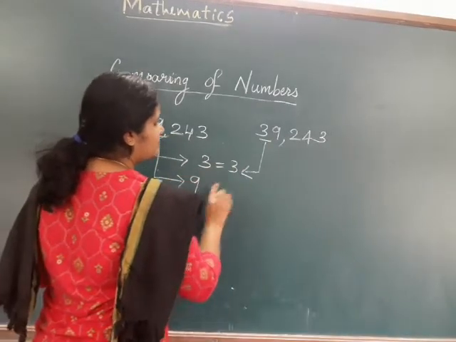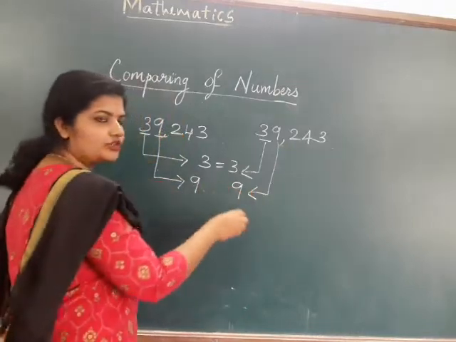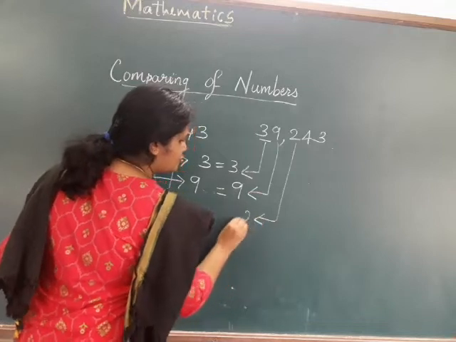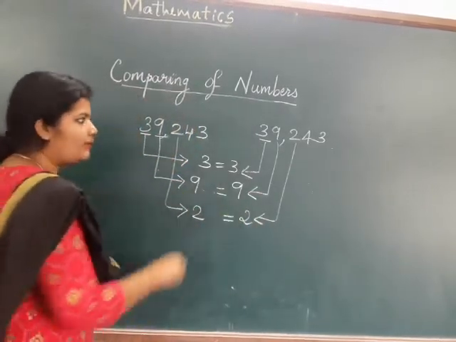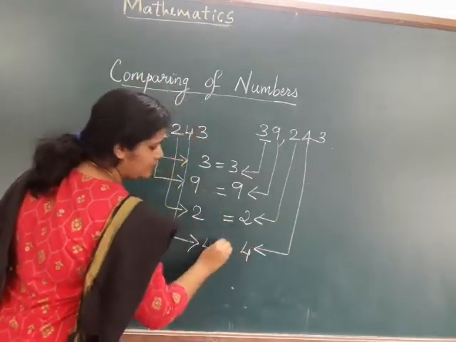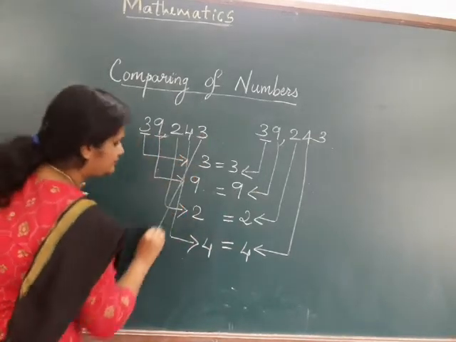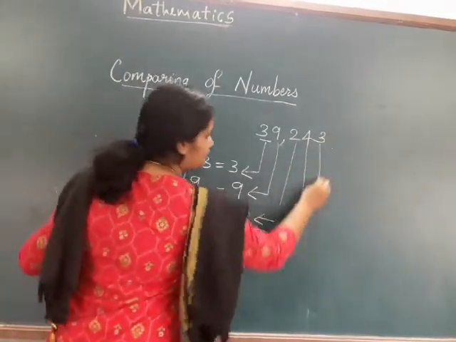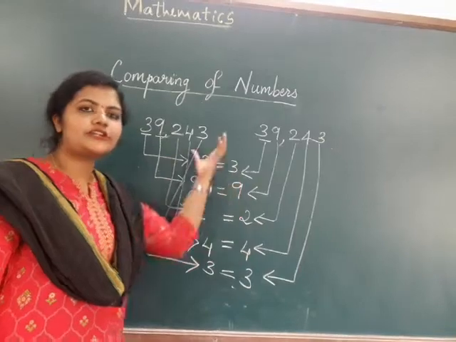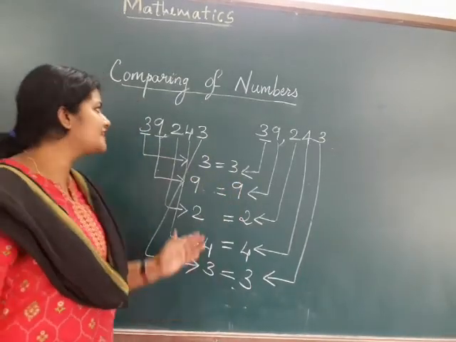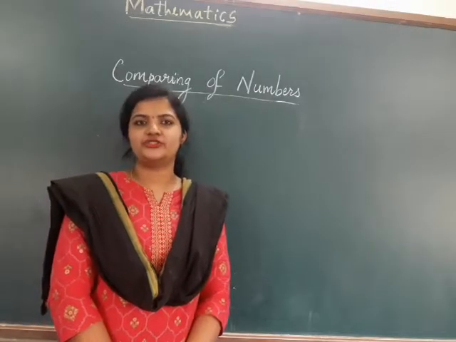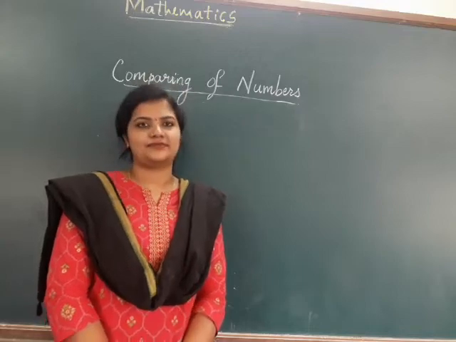Here we have 9, and here also we have 9. Both are equal. Again, next is 2. Here also we have 2. Both the numbers are equal. Next, 4. We have 4 here, equal. Next we have 3 and here we have 3. This is also equal. So what can you understand from this? You can understand that both these given numbers are equal. So I hope you understood how to compare the numbers using the two steps.